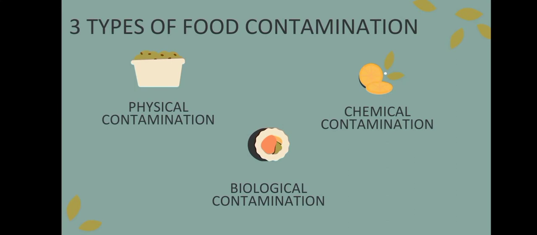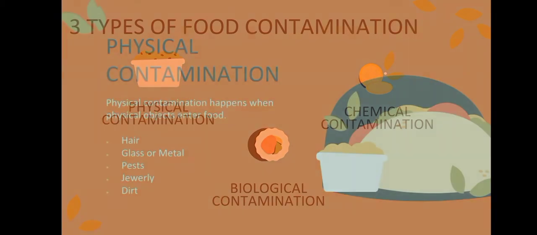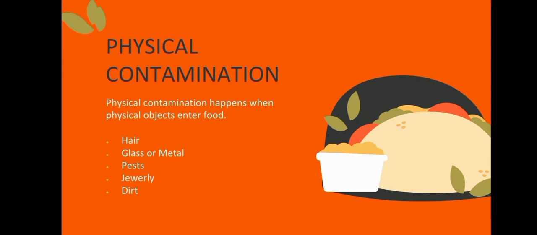There are three types of food contamination: physical contamination, chemical contamination, and biological contamination. First is physical contamination. Physical contamination means food that has been contaminated by physical objects such as hair, glass or metal, pests, jewelry, and dirt.